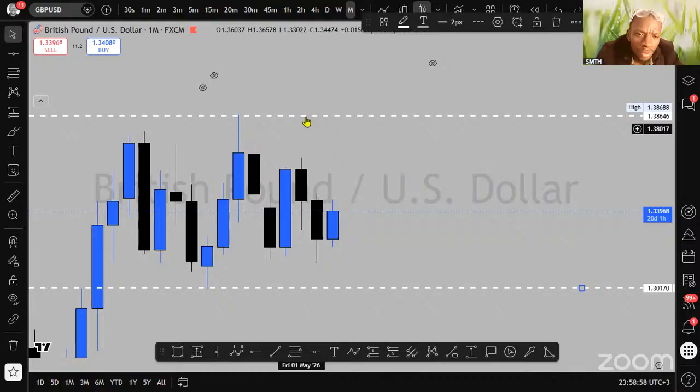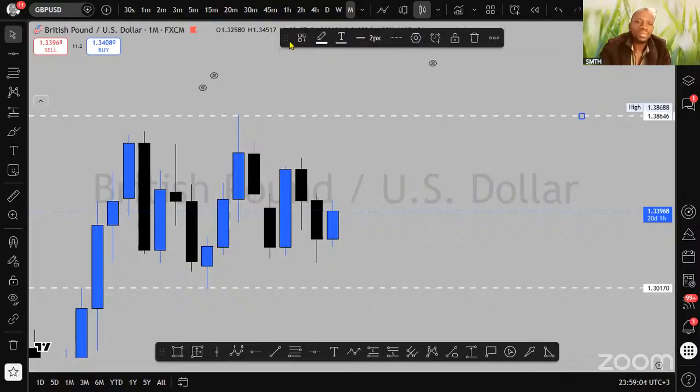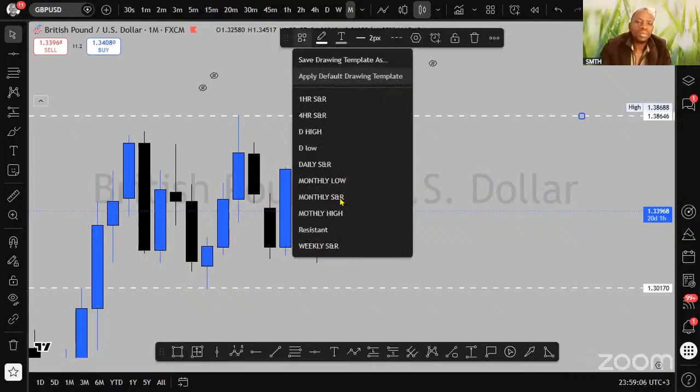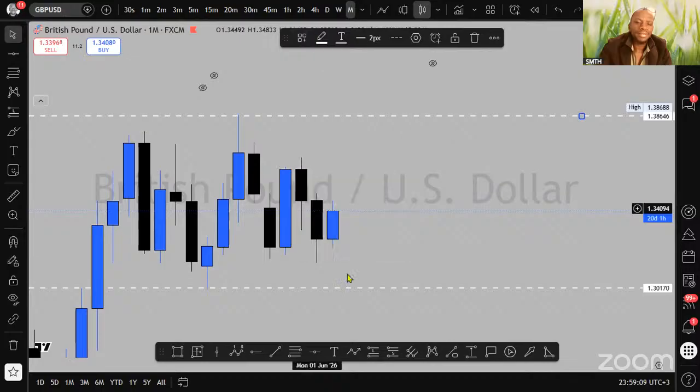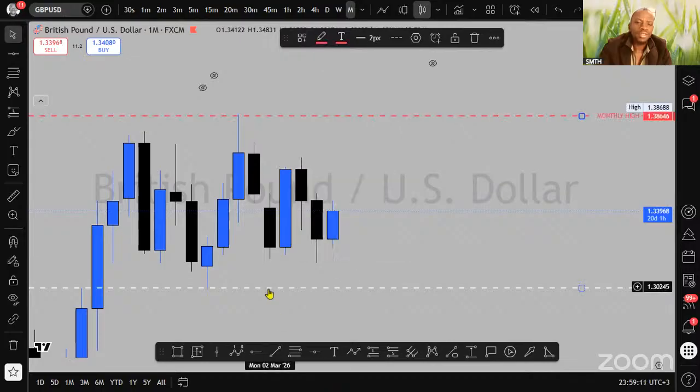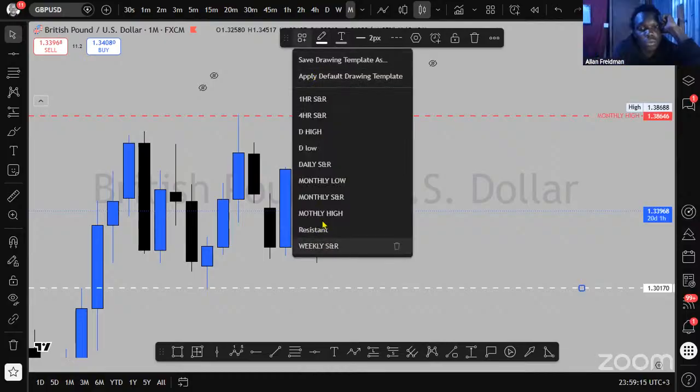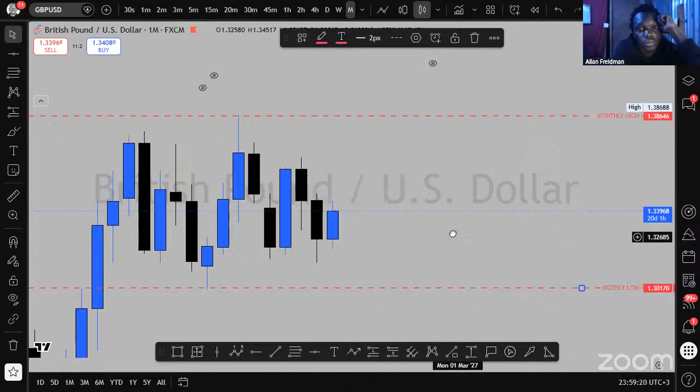So when you're in this high, you're saying this is going to be what? Monthly high. And this is going to be my monthly low. Okay.